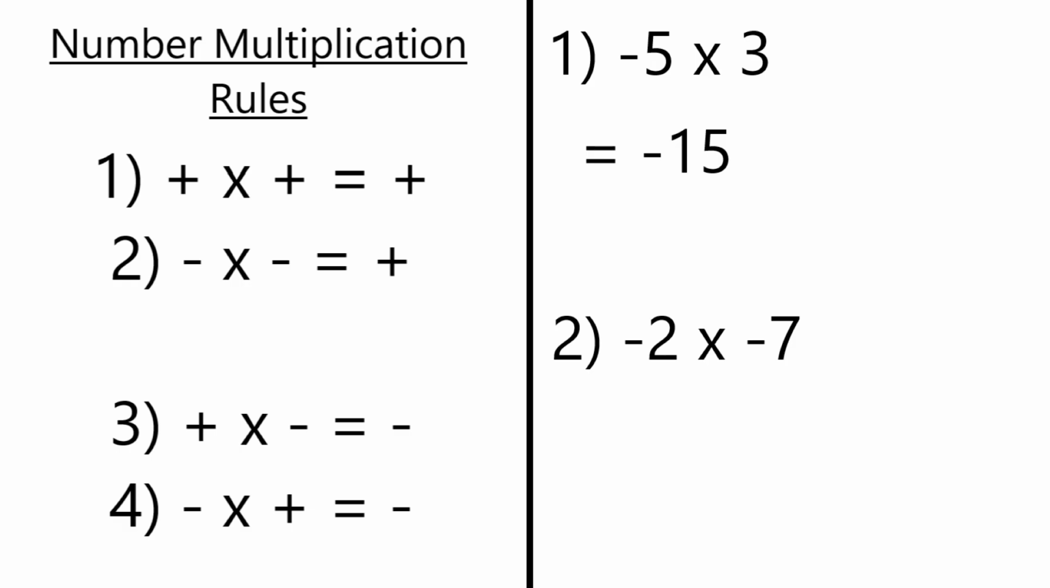As for question number 2, we have negative 2 times negative 7. Well, rule number 2 says that when you have a negative times a negative, you get a positive. So we know our answer is going to be positive, and 2 times 7 is 14. So the answer is 14 or positive 14, but you wouldn't write positive 14, you'd just say 14.